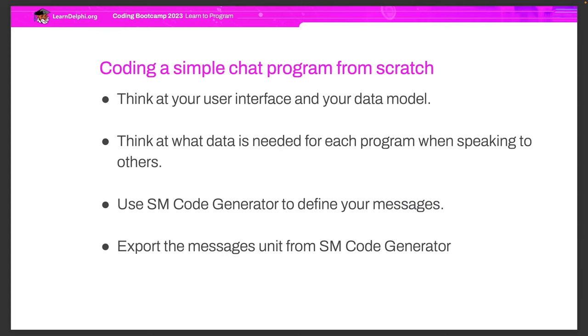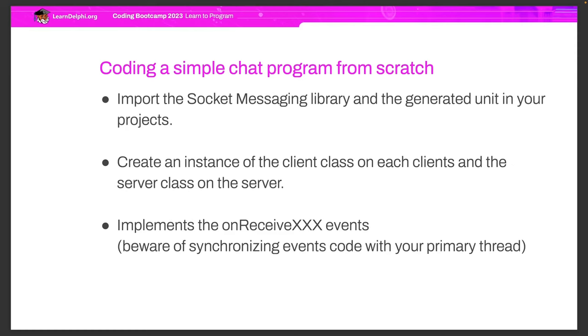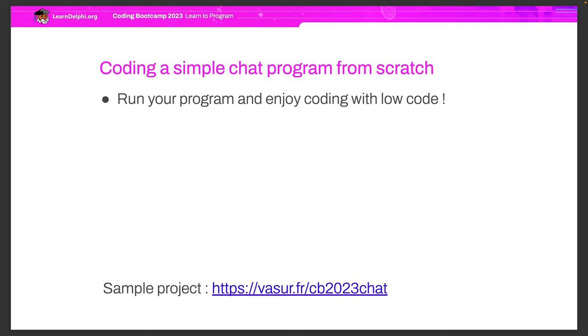Coding a simple chat program from scratch. Think about your user interface and your data model. Think about what data is needed for each program when speaking to others. Use the socket messaging code generator to define your messages and export them as a Delphi unit. Import the socket messaging library and the generated unit in your projects. Create an instance of the client class on each client and the server class on the server. Implement the OnReceiveMessage event. And beware of synchronizing events and your user interface. Run your program and enjoy coding with low code.